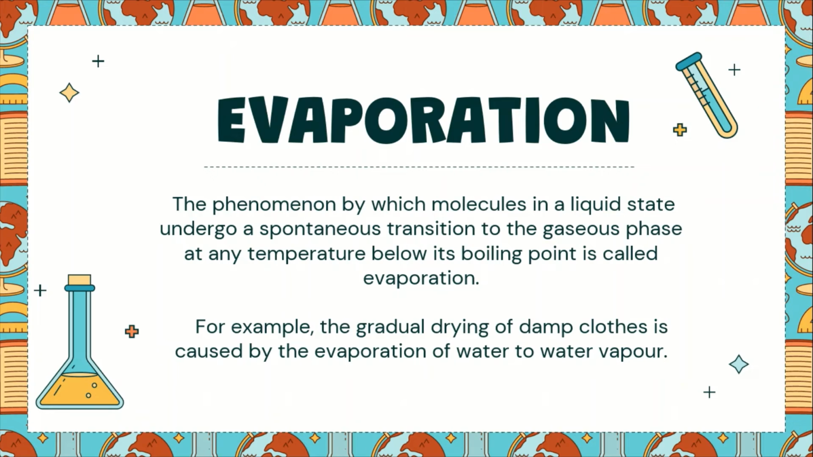Evaporation. The phenomenon by which molecules in a liquid state undergo a spontaneous transition to the gaseous phase at any temperature below its boiling point is called evaporation. For example, the gradual drying of a damp cloth is caused by the evaporation of water to water vapor.